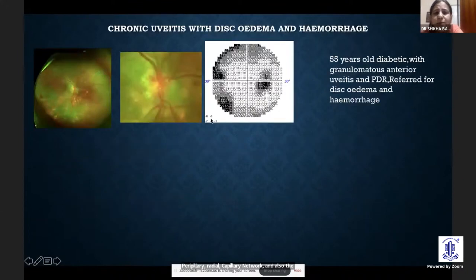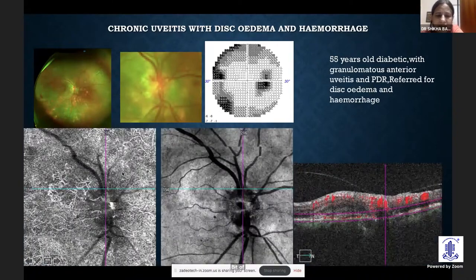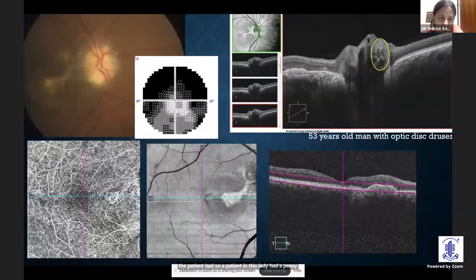I would like to share one case of chronic uveitis with disc edema and hemorrhage. This patient had chronic uveitis and proliferative diabetic retinopathy, and was referred to me for disc edema and this little bit of hemorrhage, with a little bit of enlargement of the blind spot in the visual fields, and this is what the patient had. So this lady had an active peripapillary CNVM, which could be diagnosed easily because of the OCT angiography.